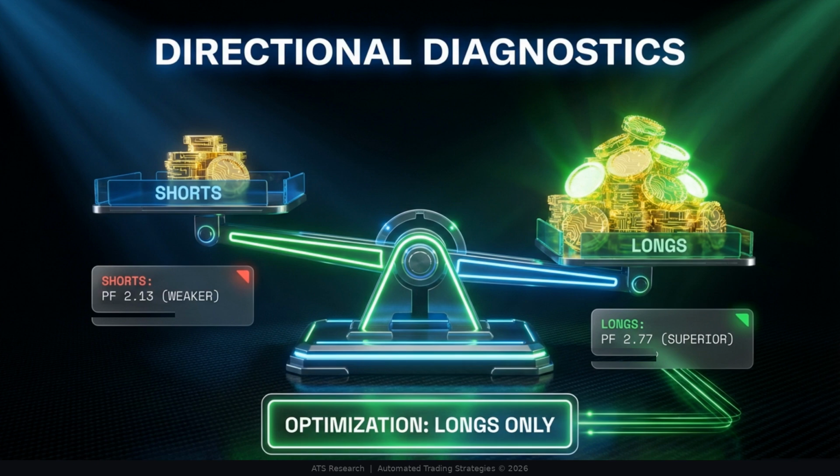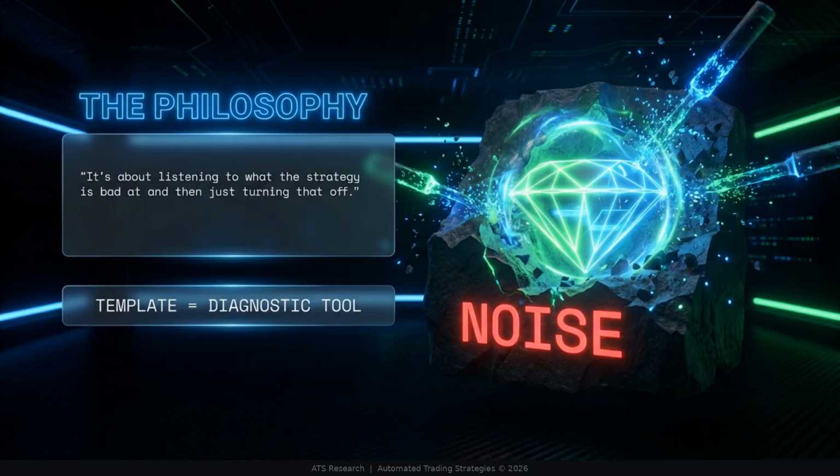This really shows how the template works. It's not just a safety net, it's a diagnostic tool. Exactly. Strategy number 4 told us it needed a direction filter. This one, strategy number 5, told us it needed a time filter. Precisely. It's about listening to what the strategy is bad at and then just turning that off. By removing the bad hours, all that overnight chop, we turned a pretty good strategy into a great one.